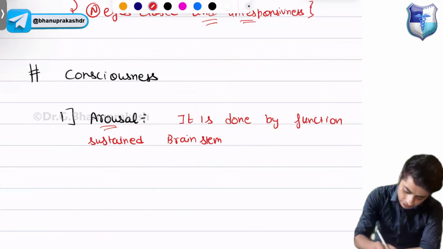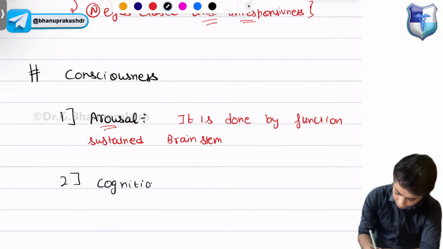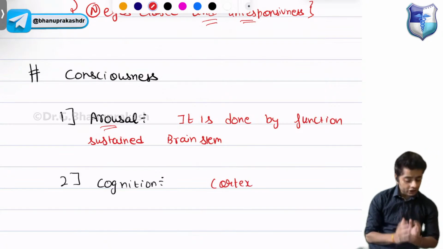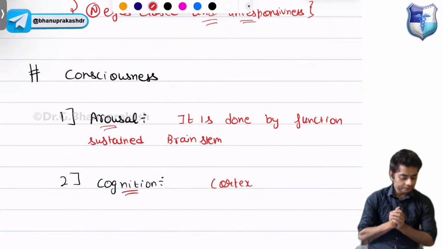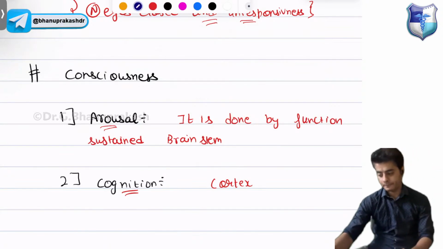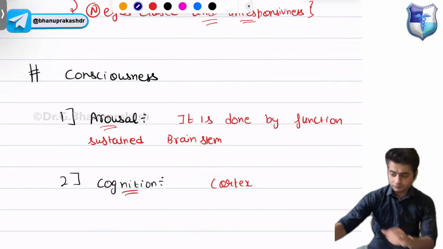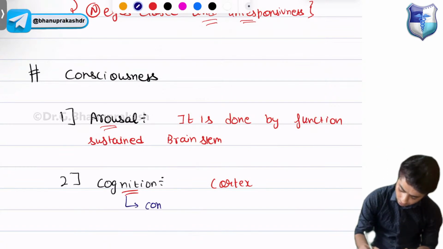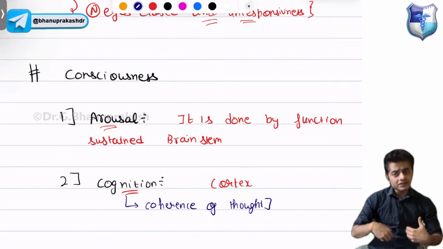Okay. Second is cognition. It is done by the cortex. Can anyone tell me what do you understand by the term cognition? What do you understand by the term cognition? Anyone? It is coherence of your thought. Cognition means you can understand all things, you can do all things.